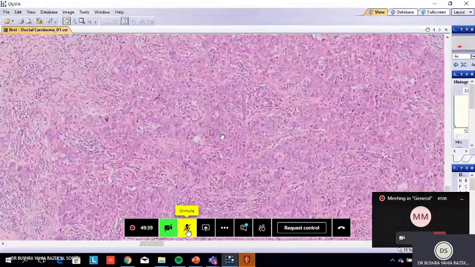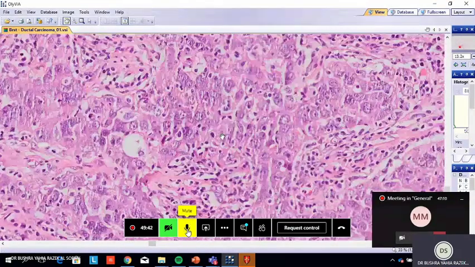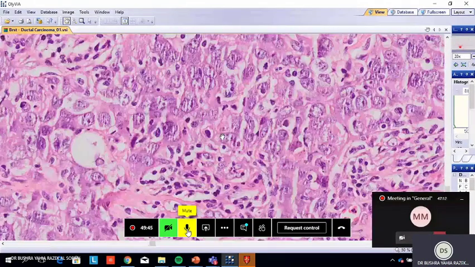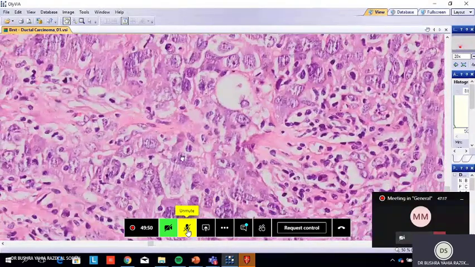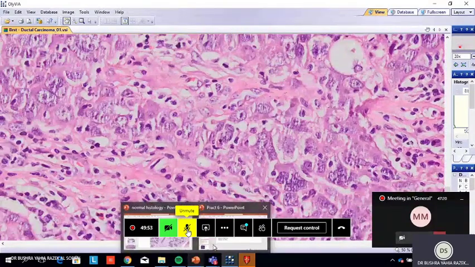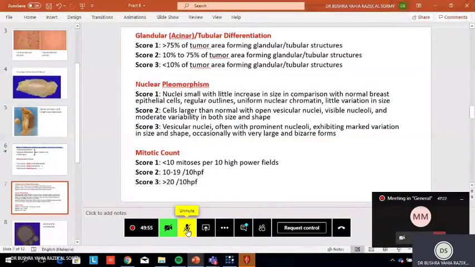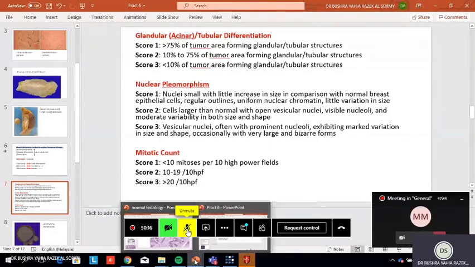For the nuclear polymorphism, what do you think? Is it mild or moderate or severe? We give a score 2. Is it score 2? Remember score 3? For score 2 we said open vesicular nuclei with visible nucleoli and moderate variation in both size and shape. Score 3 is often prominent nuclei exhibiting marked variation in size and shape, occasionally with very large and bizarre forms. Look at here.